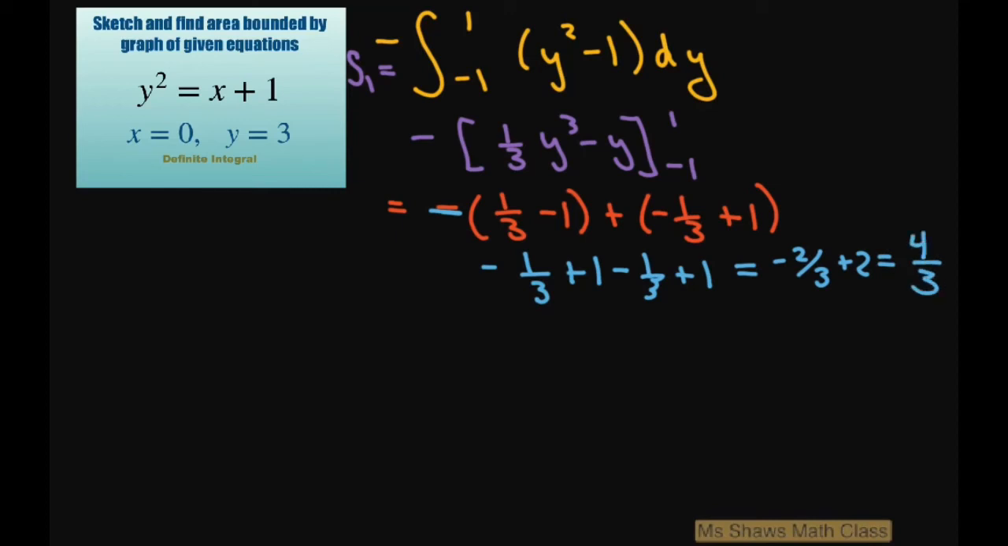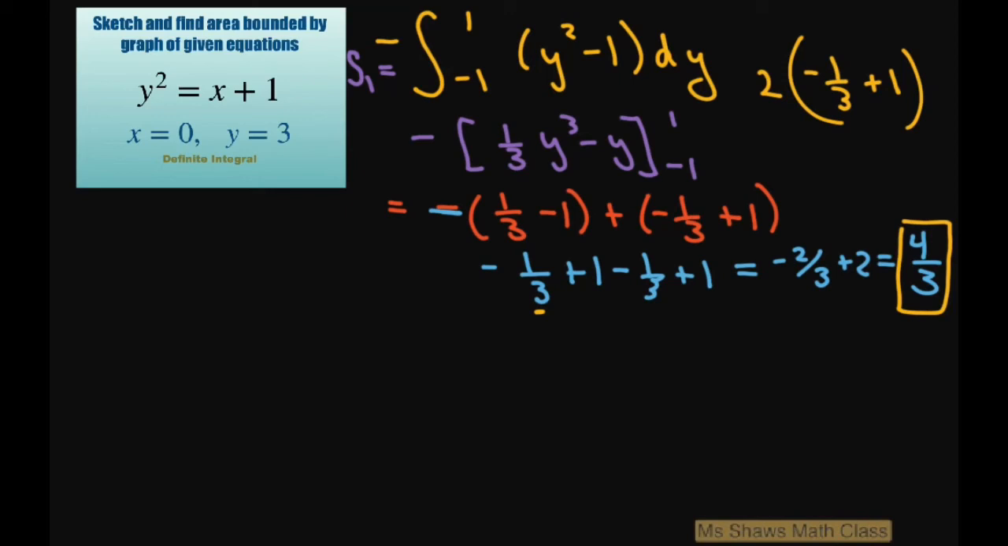Now you can see, and I wanted to do it the long way, where really all we had to do was take -1/3 plus 1 and multiply it by 2. So this one got a little more confusing by doing it the longer way because of the signs.